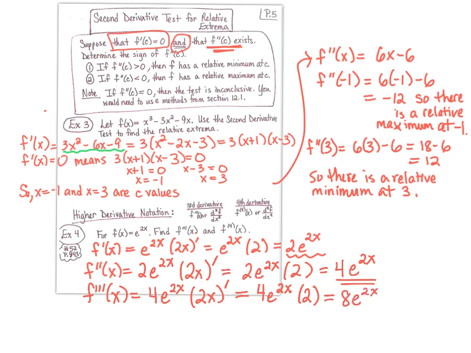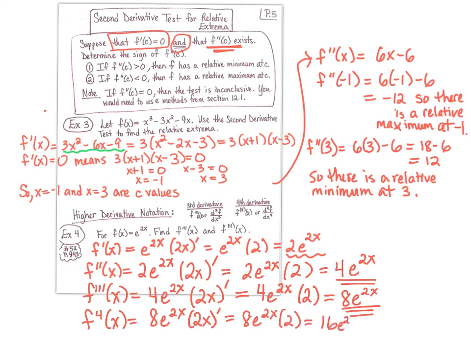But now we want to differentiate this one. So that will give us the fourth derivative. And you're probably guessing correctly, you're going to end up with 16e to the 2x, but let's write it out. So you would have 8e to the 2x times the derivative of 2x, which gives you 8e to the 2x times 2, or 16e to the 2x. And that's it.